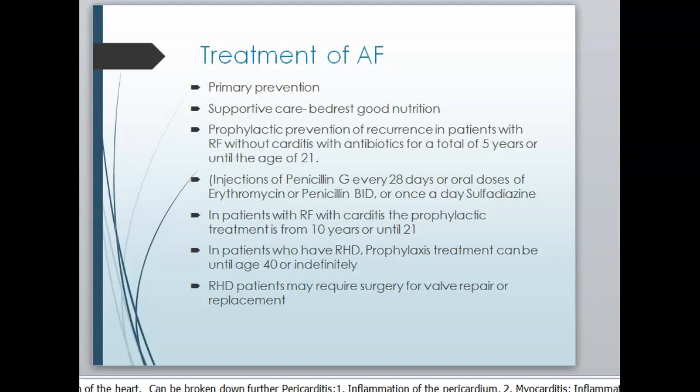In patients with rheumatic fever with carditis, the prophylactic antibiotic treatment is for 10 years or until age 21. In patients who have rheumatic heart disease, prophylactic treatment can be until age 40 or even indefinitely. Rheumatic heart disease patients may require surgery for valve repair or replacement. So carditis, just so you know, is an inflammation of the heart, and it can be broken down further. Pericarditis, which is inflammation of the pericardium, myocarditis, which is inflammation of the heart muscle, and endocarditis, which is inflammation of the endocardium, just so you know for terminology's sake.